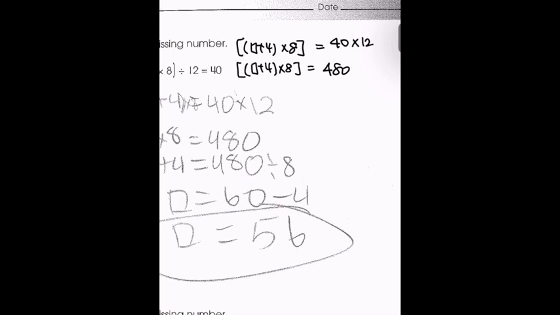Now we're going to move on with our second priority. So we're going to move the second priority to the other side. And so that tells us that the missing number plus 4 equals 480 divided by 8, which is equal to 60. And so our missing number is going to be 60 minus 4, which is 56.